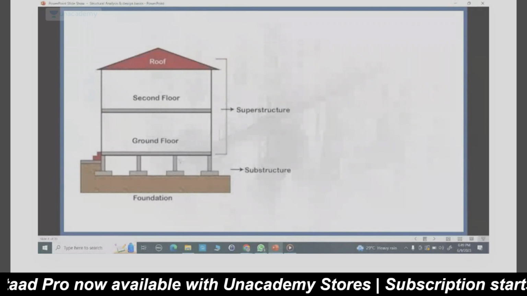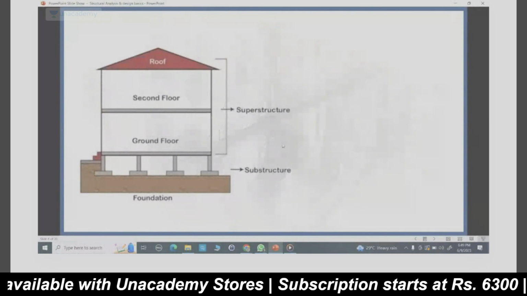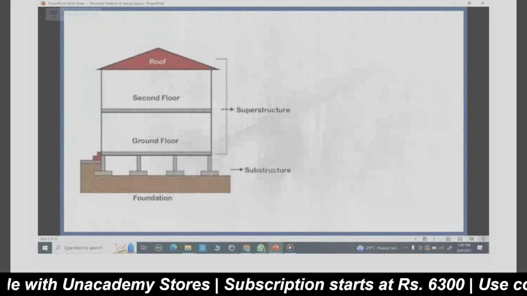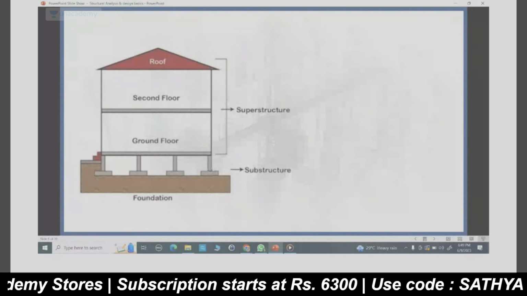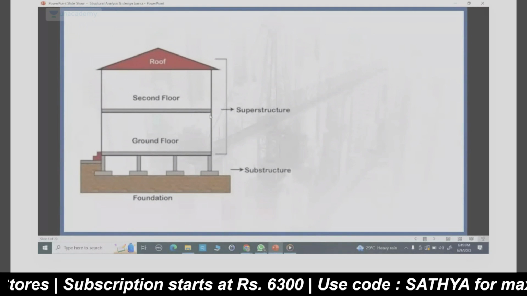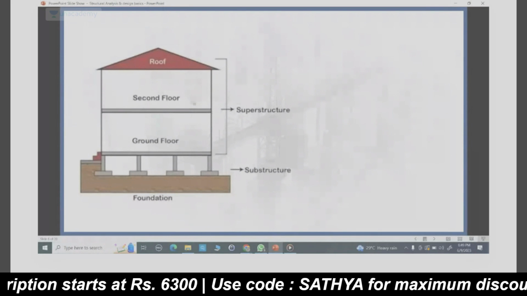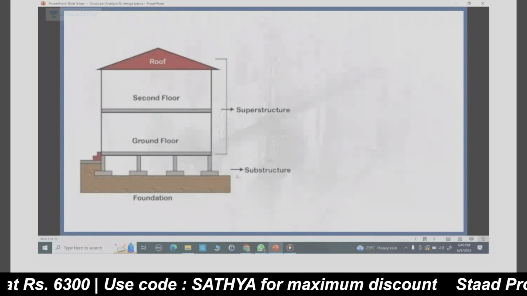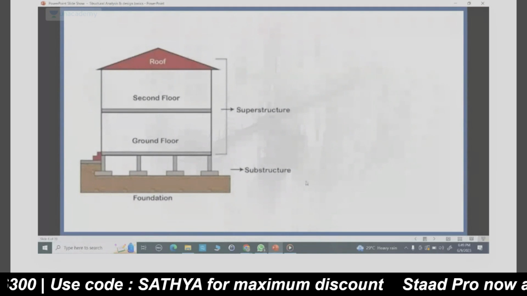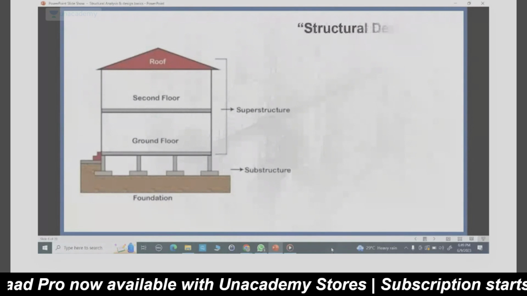The structure which is coming above the ground level, that is called superstructure. Substructure will be having the elements like column and footing, and in superstructure we will be having the column, beam, slab. So these are all the superstructural elements. Below ground level, whatever we are getting, that is called substructural element. So this difference you should know.